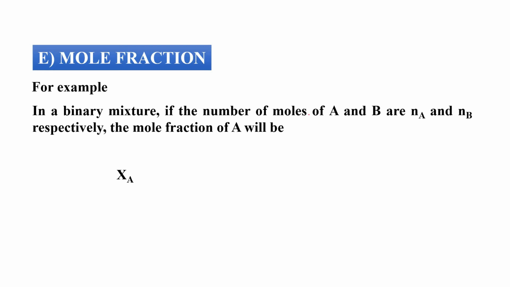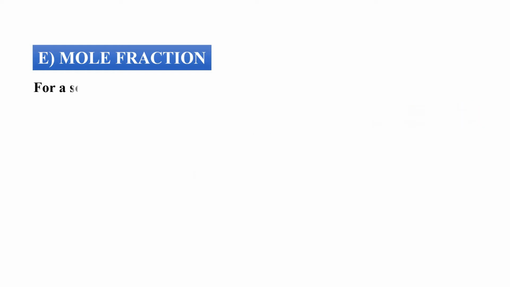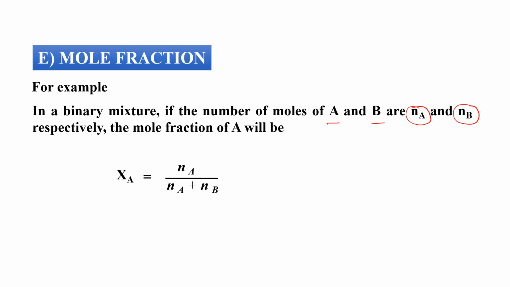So we take an example in a binary mixture. If the number of moles of A and B are represented by Na, number of moles of A, and Nb, number of moles of B, what will be the mole fraction of A? Just now we discussed: number of moles of A divided by the total number of moles, Na plus Nb. Similarly, if you want to calculate the mole fraction of B, it is equal to the number of moles of B divided by the number of moles of A plus the number of moles of B. In this way we can calculate the mole fraction of B.